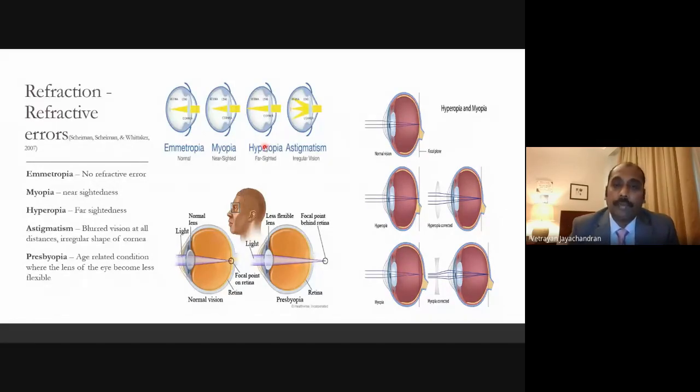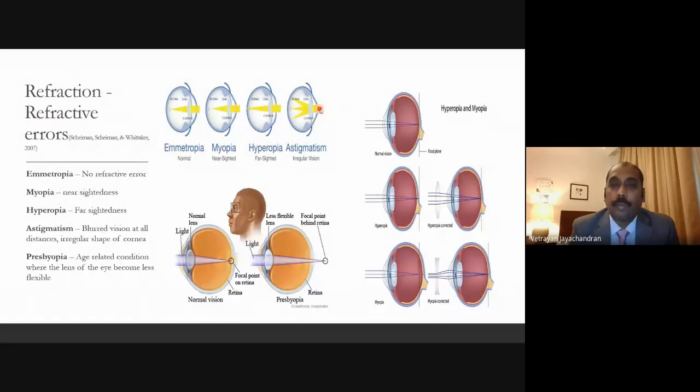Next is hyperopia. It's like farsightedness. Here the person can see objects in the distance, but they cannot see objects very near. They will have blurred vision, because the focal point is falling far behind the retina. So it goes beyond the retina, and it is not able to catch the images clearly. That is called farsightedness or hyperopia.